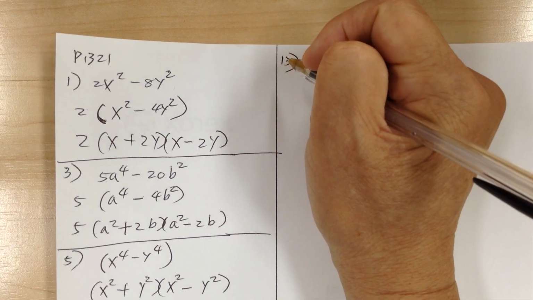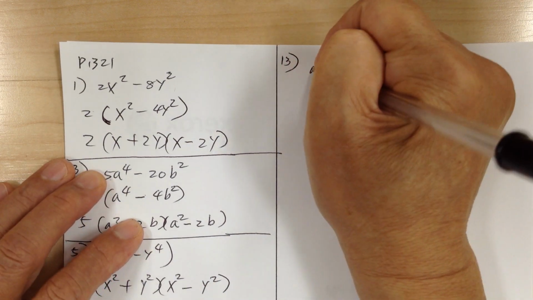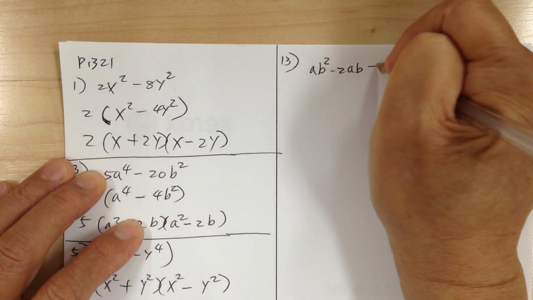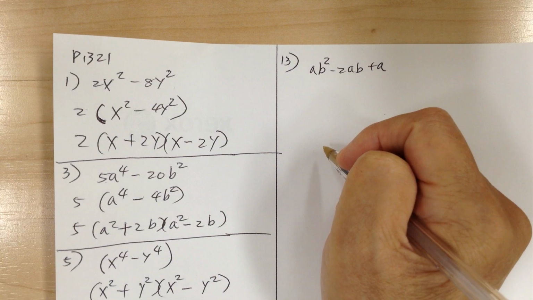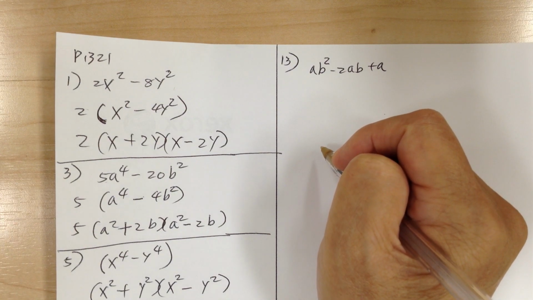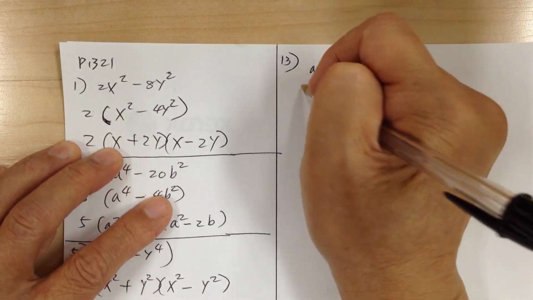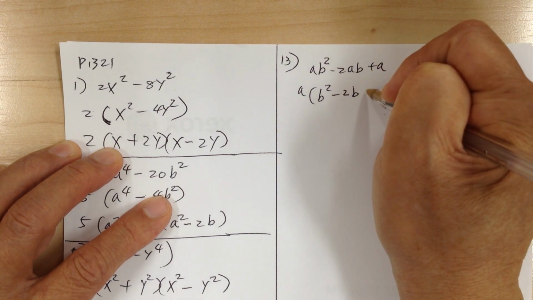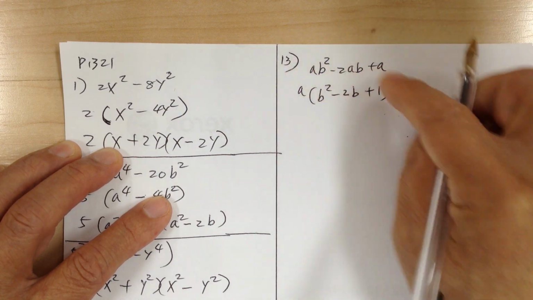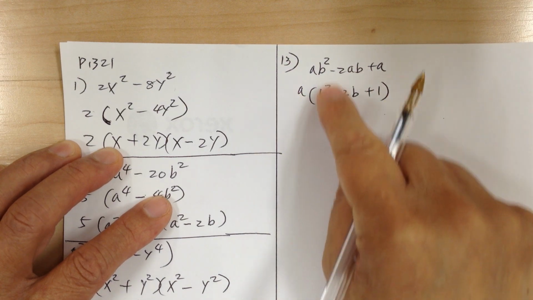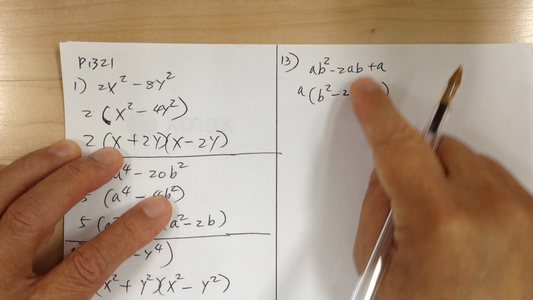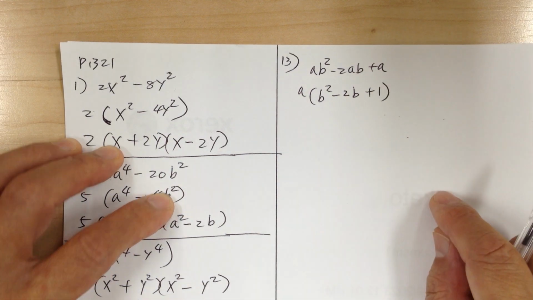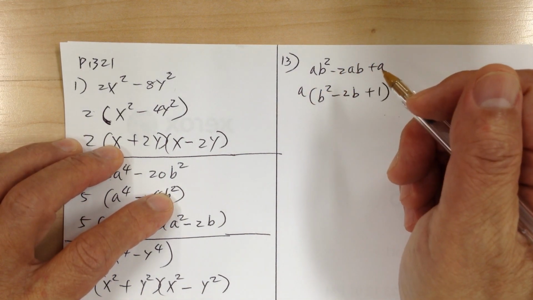Okay, let's go to 13. You have ab squared minus 2ab plus a. So first, go ahead and factor out the a. So you got b squared minus 2b plus 1. Again, when you factor, you can check, right? A times b squared gives you ab squared, a times 2b gives you minus 2ab, and a times 1 gives you a, right? Okay, so now you go to step 2.